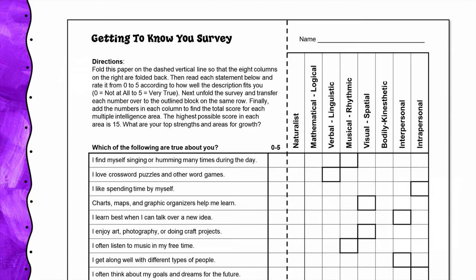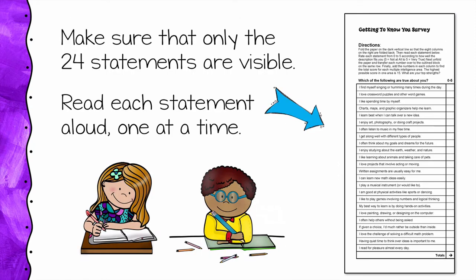When I gave it to the students, the first thing I asked them to do was to fold it on the dashed line there so that the columns on the right hand side were folded back behind the rest of the survey. So what you end up with is that hot dog fold paper with only the 24 statements visible. I did read the statements aloud to my students, even though they were 5th graders, and these are pretty easy statements. I wanted to read them one at a time so that the kids could rate them, and also if there's any questions about the wording, then I could clear up those questions.